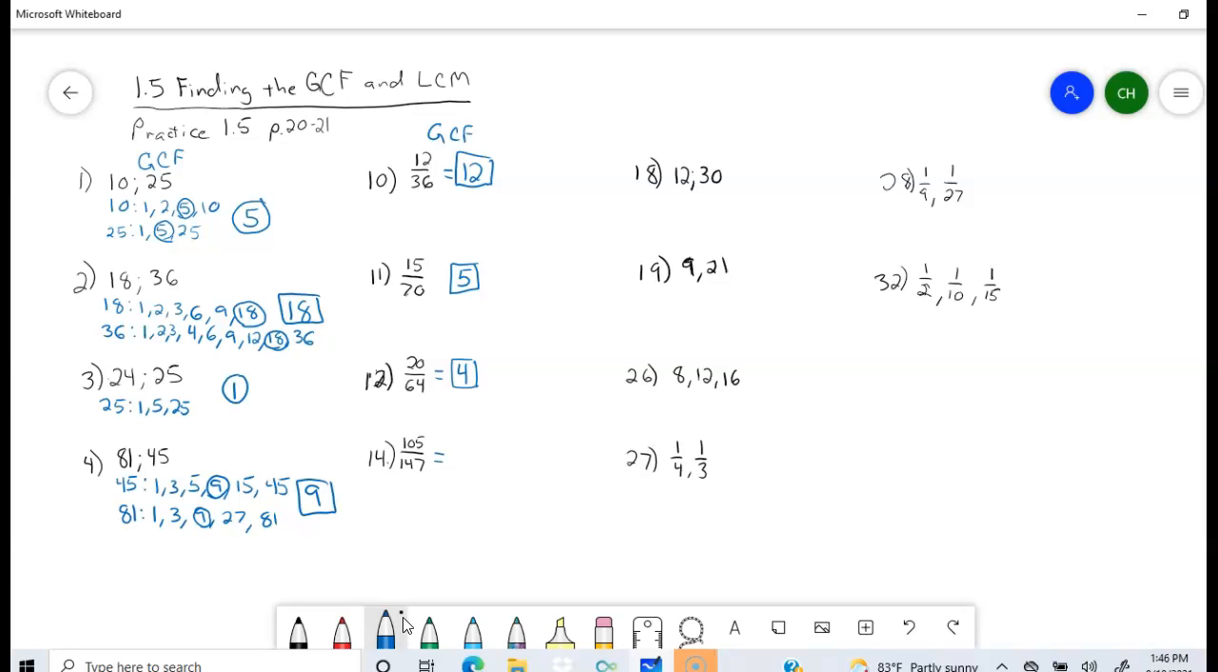Okay, on number 14, looking for the greatest common factor between 105 and 147. A little more work to do here. Look at that one for just a moment. Okay, so I know that 105 is the same thing as 5 times 21, and 147 is the same thing as 7 times 21.